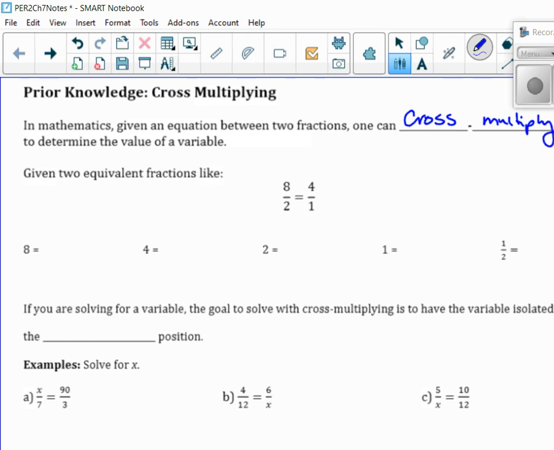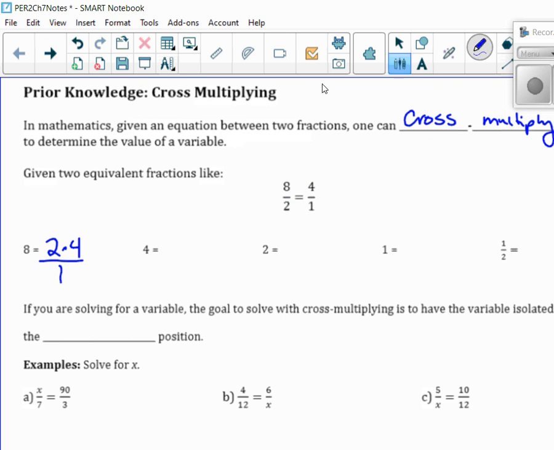Given two equivalent fractions like 8 over 2 equals 4 over 1. Everybody agree that's true? So the way cross multiplying works is you can multiply anywhere diagonally. Okay, and so if I were to rewrite 8, I would have to get rid of this 2 right here. So that means I can multiply it up, and I get 2 times 4, and then the 1 is on the bottom still, divided by 1. And so what is 2 times 4 divided by 1? Well, that's 8.